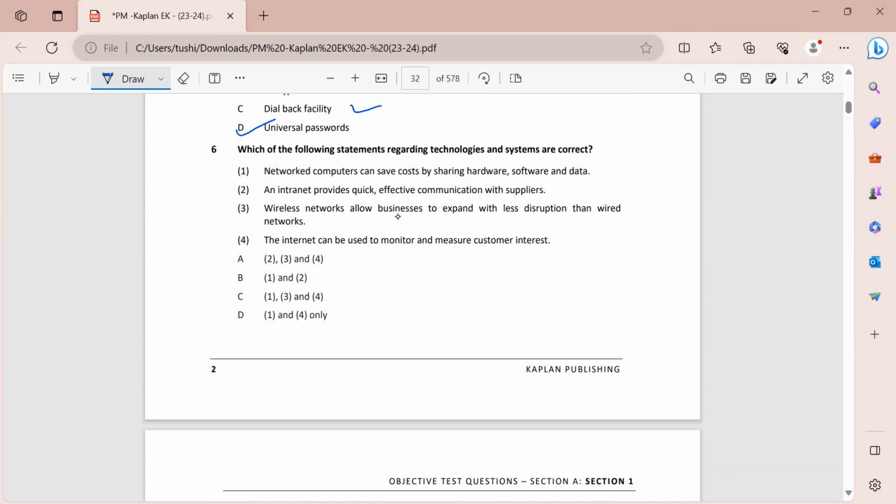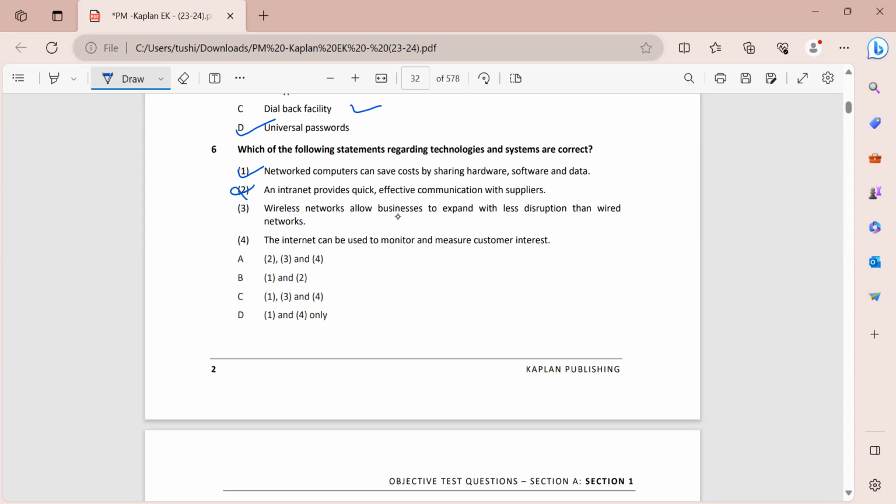Networked computers can save costs by sharing hardware, software, and data. Now, this statement is definitely correct. When you are connected by a network, you can share the hardware, software, also the data. Now, intranet provides quick, effective communication with the suppliers. This is definitely wrong. Intranet is something that is used within the company. With suppliers, you will not be able to communicate with the intranet.